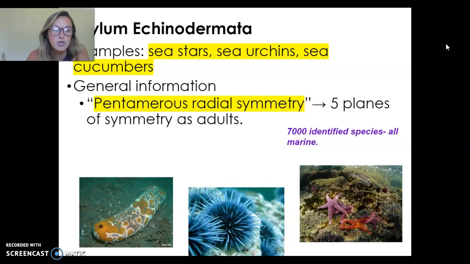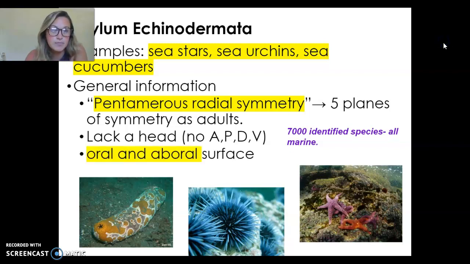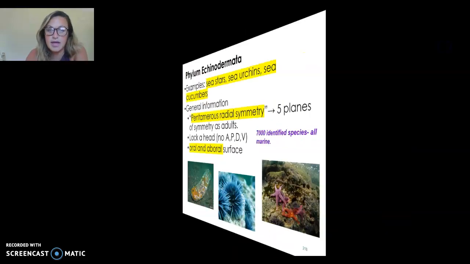So on that invertebrates chart in your notebook, make sure that you identify that they have radial symmetry. All right, they do lack a head, so they do not have our 4 main body components: anterior, posterior, dorsal, and ventral sides. We basically just refer to them having, once again like cnidarians, an oral or aboral surface based on where the mouth is located. And there are 7,000 identified species of echinoderms, and all of those species are marine. So we do not have any type of freshwater starfish or sea slugs or anything like that.